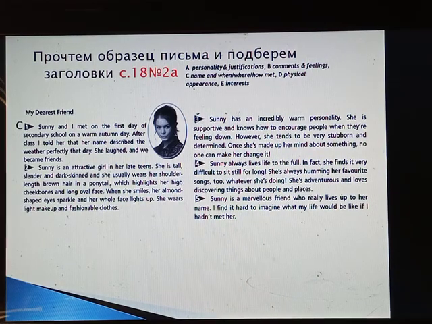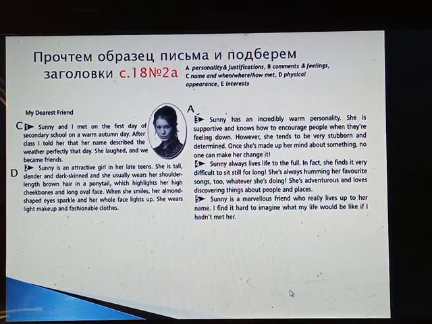It is C. Name and when, where, and how they met. Paragraph 2. We read about physical appearance. Paragraph 3. We read about personality and justifications. Paragraph 4. We got to know about her interests. And in paragraph 5, there were some comments and feelings.